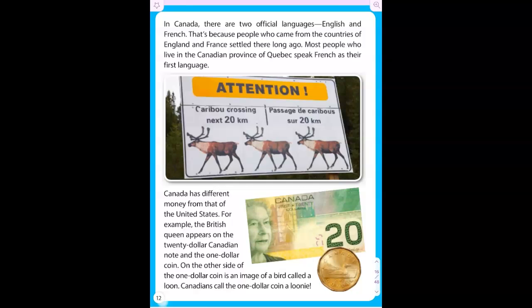Canada has different money from that of the United States. For example, the British Queen appears on the $20 Canadian note and the $1 coin. On the other side of the $1 coin is an image of a bird called a loon. Canadians call the $1 coin a loonie.